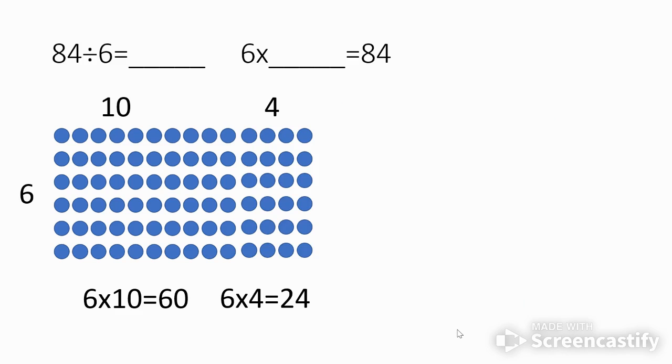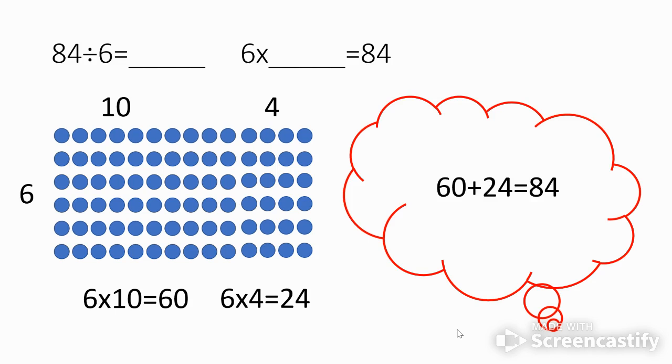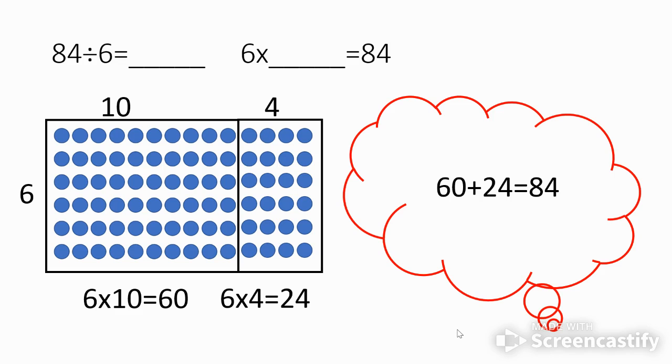If I fill that in, 6 times 4, that new section, is 24. So I have 2 parts I did. I did 6 times 10 is 60, and I did 6 times 4 is 24. If I add those two together, I know that I have 84 dots total. Well, so what's the answer to my problem then? What is the answer to 84 divided by 6?